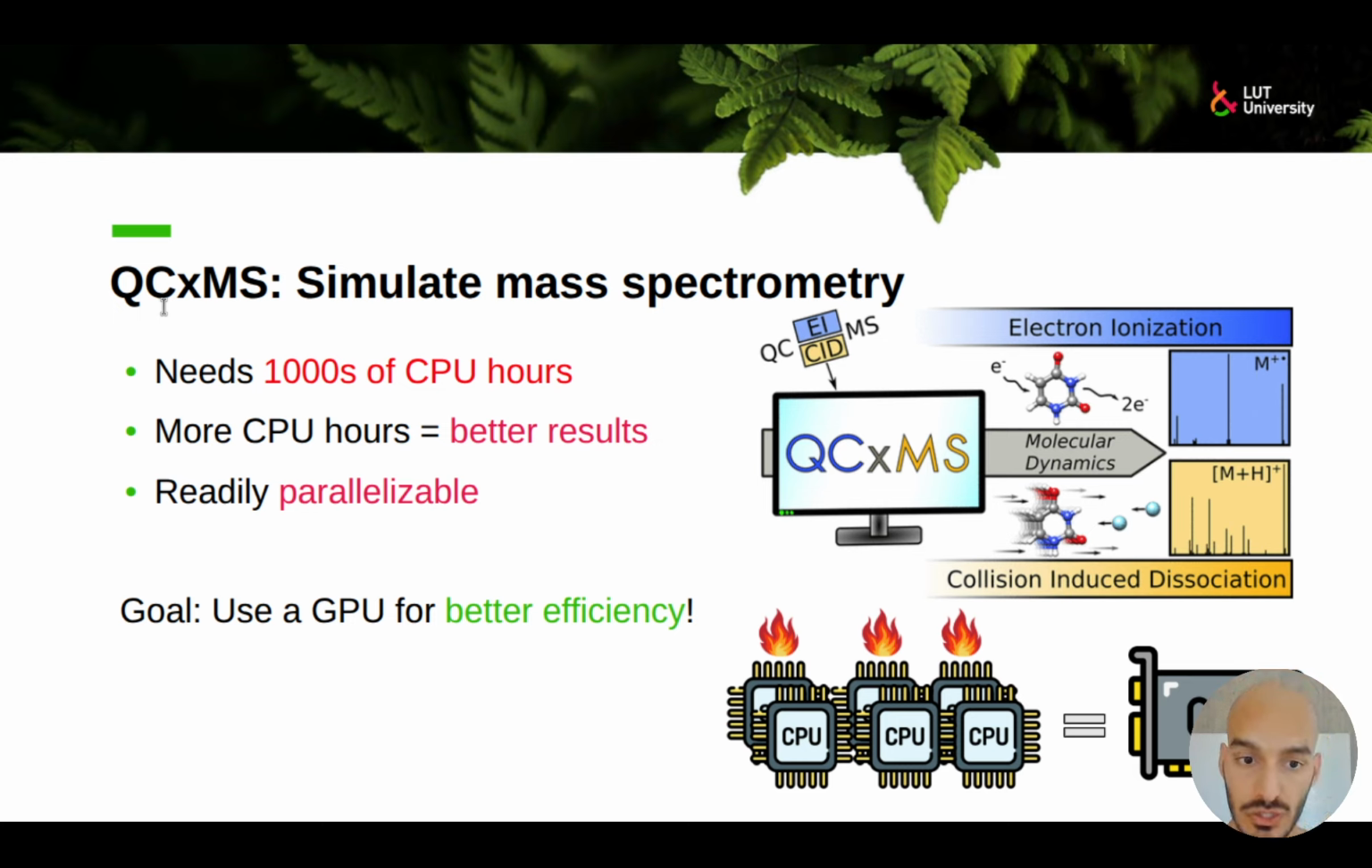The inner structure of QCXMS is parallelizable, which means if you have 500 CPUs, it runs in 1 hour. If you have 1000 CPUs, it runs in half an hour. So it becomes faster the more you put in. Here was my idea at the start of the thesis. I said, why don't we use a graphics processing unit, which is well known for its parallel performance? Why don't we try to use a single GPU to replace the need for running thousands of CPUs?